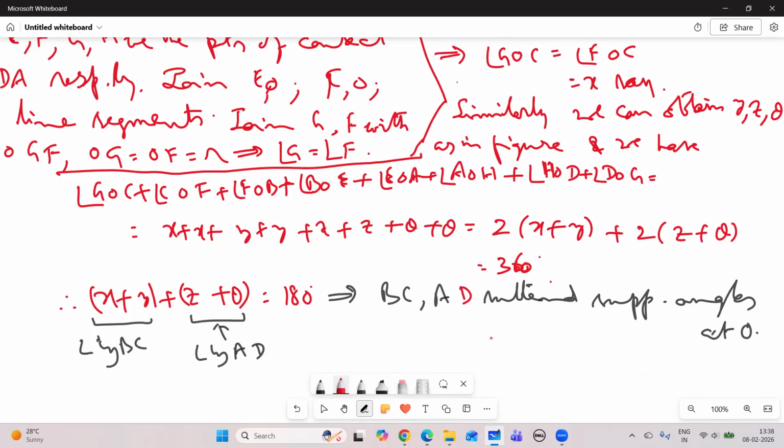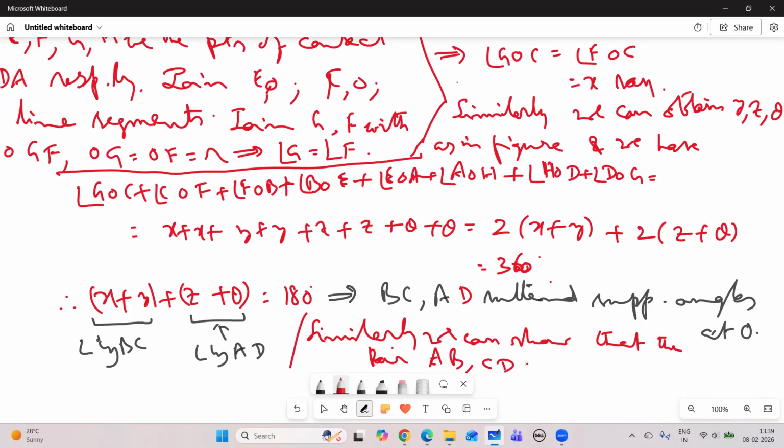Okay. Similarly, we can show that the other pair, AB, CD, also subtend supplementary angles at center O. Okay, so this completes the solution.